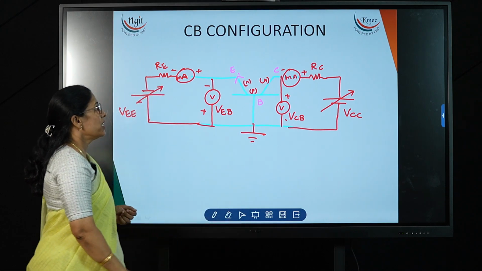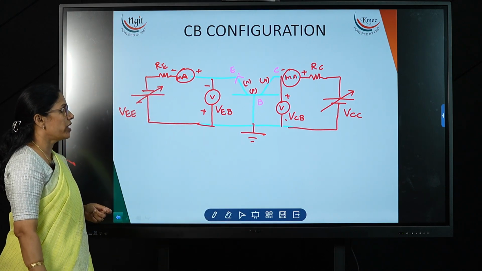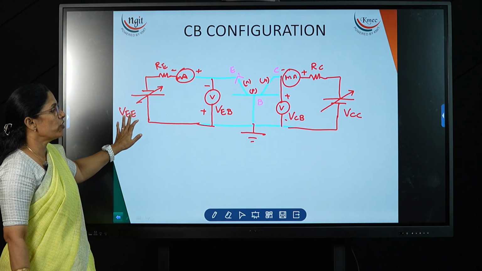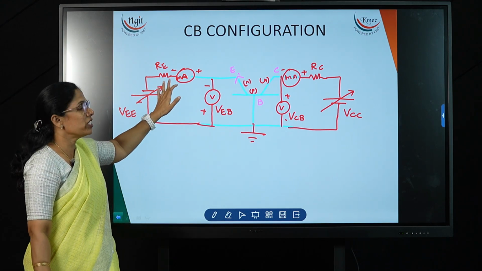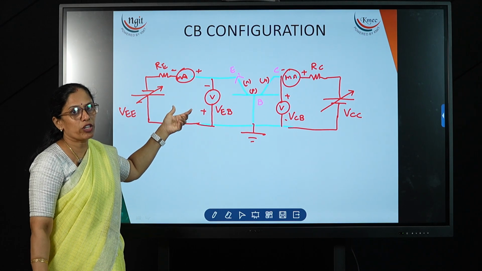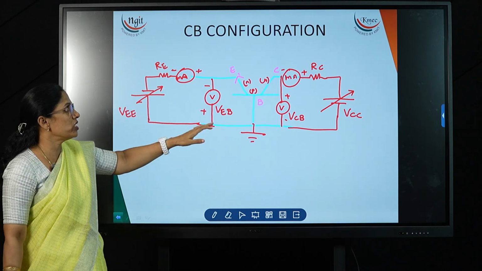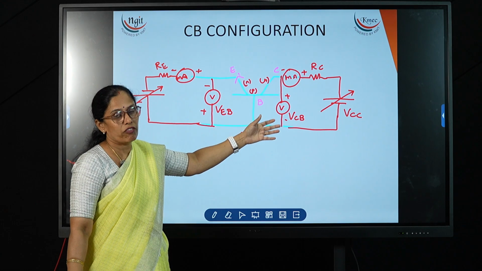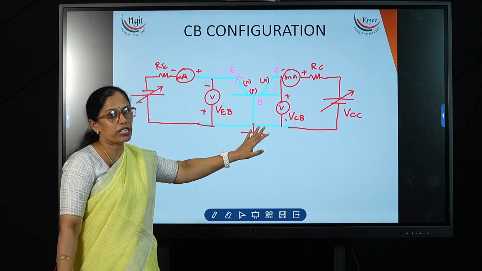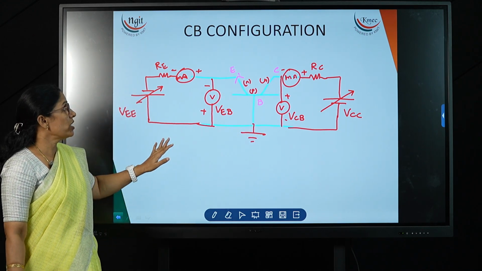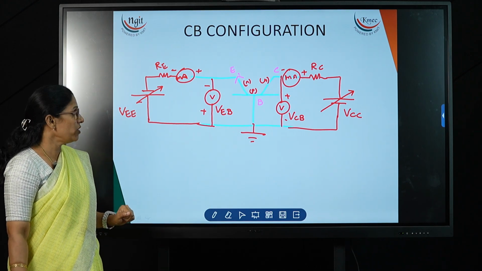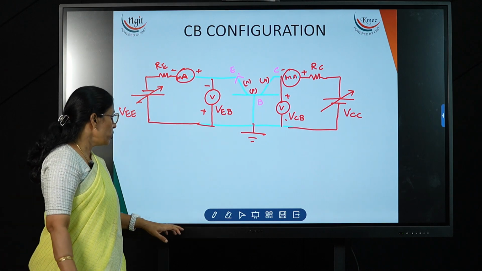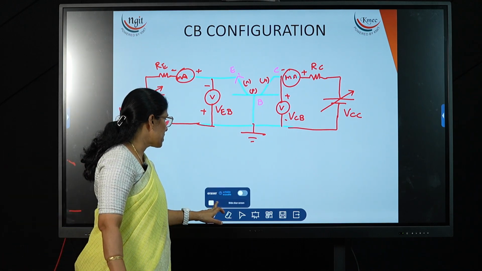So this is the diagram for the CB configuration. On the input side we need to apply forward bias, and on the output side reverse bias. To measure the voltage and current at the input, we connect one ammeter and voltmeter, and to measure the voltage and current at the output, we connect one more ammeter and voltmeter. So this is the circuit diagram for the CB configuration. After that, we need to obtain the input and output characteristics.